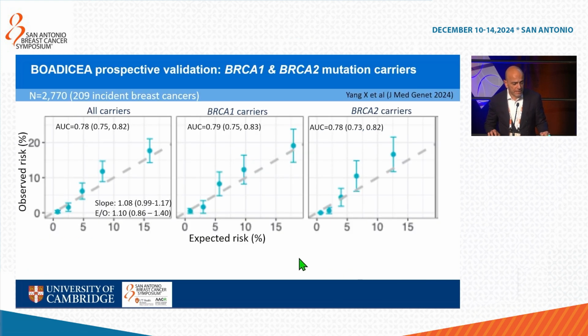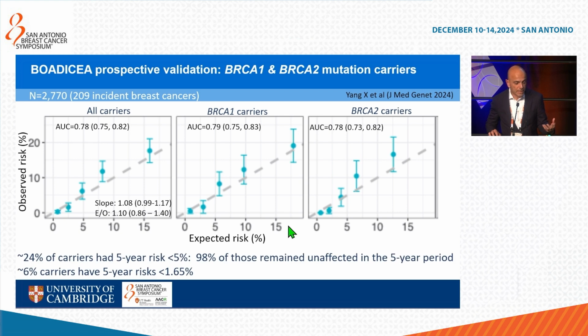And the final study that I'm showing here is in a prospective cohort of unaffected BRCA1 and BRCA2 mutation carriers, where again we see the model being well calibrated in quintiles of predicted risks and discriminating well. Interestingly, we can identify groups of mutation carriers who have low enough risks and who remain unaffected, for example, over the 5-year period, which may be informative in the decision process, for example, in the short term for decisions around risk-reducing interventions.